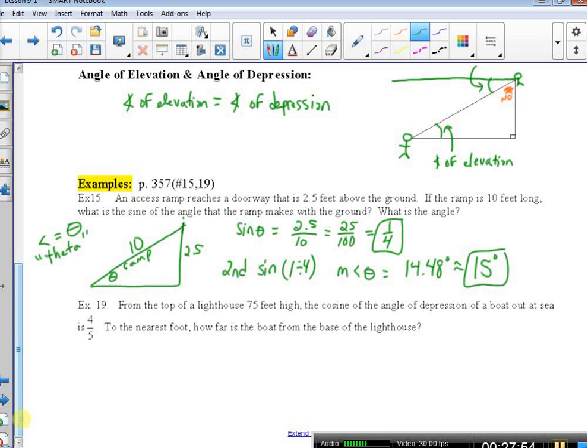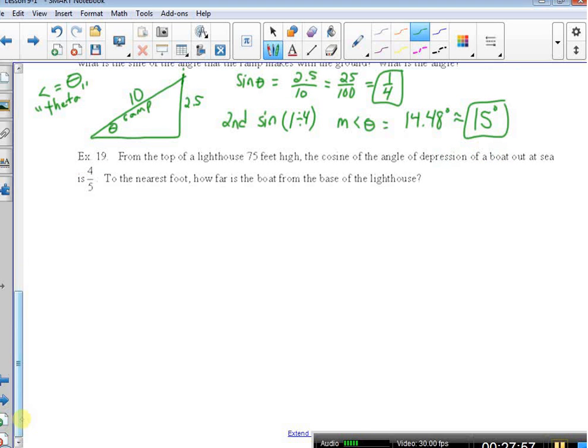Last one, from the top of a lighthouse, 75 feet high. So I'm going to have my lighthouse here, which is 75 feet high. The cosine of the angle of depression of a boat out at sea. So I'm going to put my little boat out at sea over here. So here's the angle of depression. But it's equal to the angle of elevation. So this value up here and this value down here are the same. I call them both theta. I really want to use the one that is inside the triangle, so I'm going to use that angle of elevation. It's the same as the angle of depression.